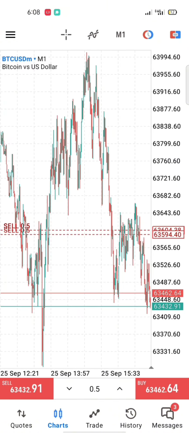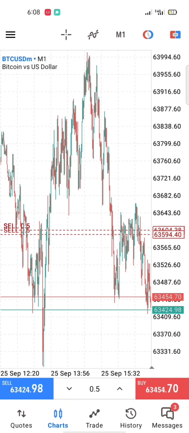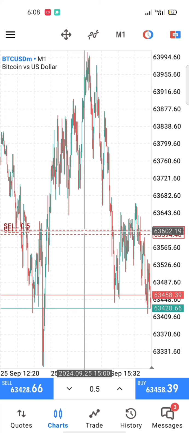So guys, at this point we ended our last trade with a balance of $462.03, and we took our next trade on BTC USD. We are currently running in profit, about $400. We entered from this point here. I told my VIPs to sell this trade, and they made profit trading this account at this point.